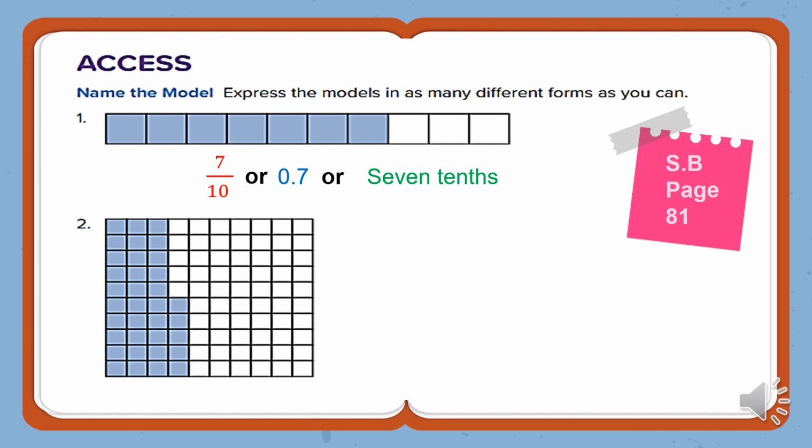Number 2, I have a square divided into 100 pieces and we count the whole column. I have 1, 2, 3. This represents tenths. And we count the small squares, which represent hundredths. So how many small squares? 1, 2, 3, 4, 5. So the fraction will be 35 over 100 or 0.35 or 35 hundredths.